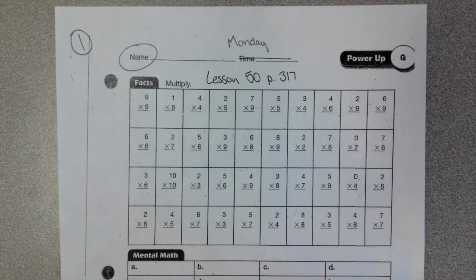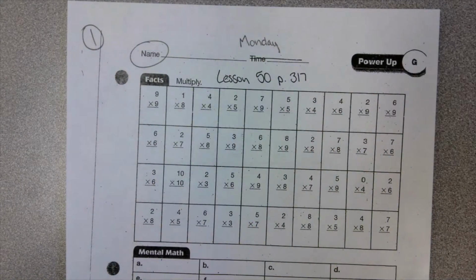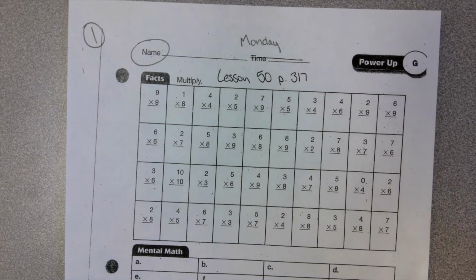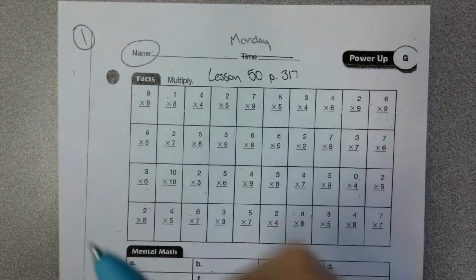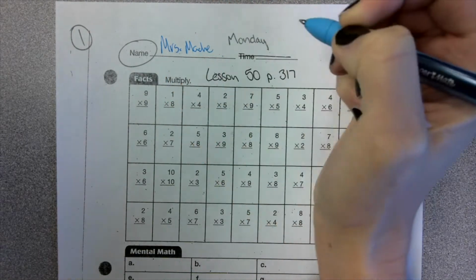Third grade, today we're on lesson 50. It starts on page 317, so go ahead, press pause. Complete your power up. When you're done, press play. Remember, you should have your name at the top. Let's go ahead and correct those facts together.